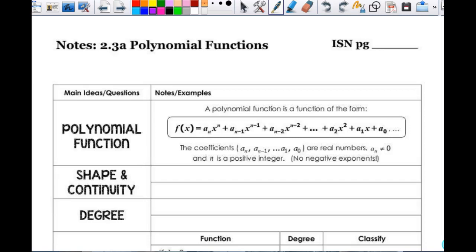Yesterday we talked about power functions. Today we're going to talk about polynomial functions. And this is going on page 45 when we're done. Okay. So here is the definition of a polynomial. A polynomial is a function of this form.